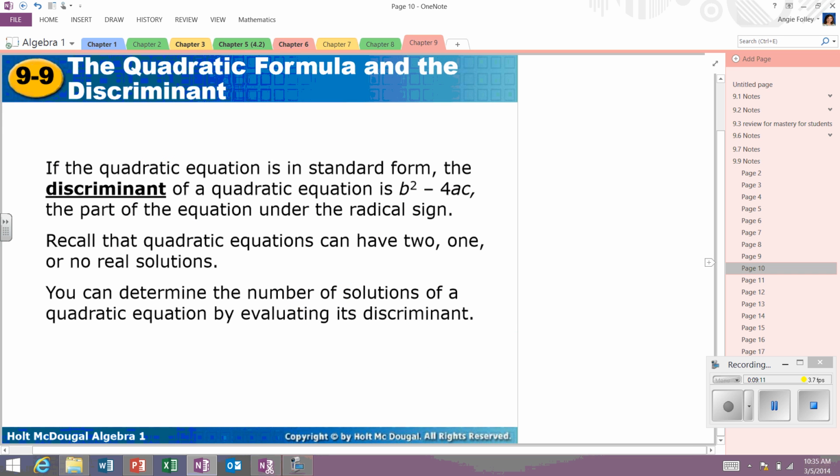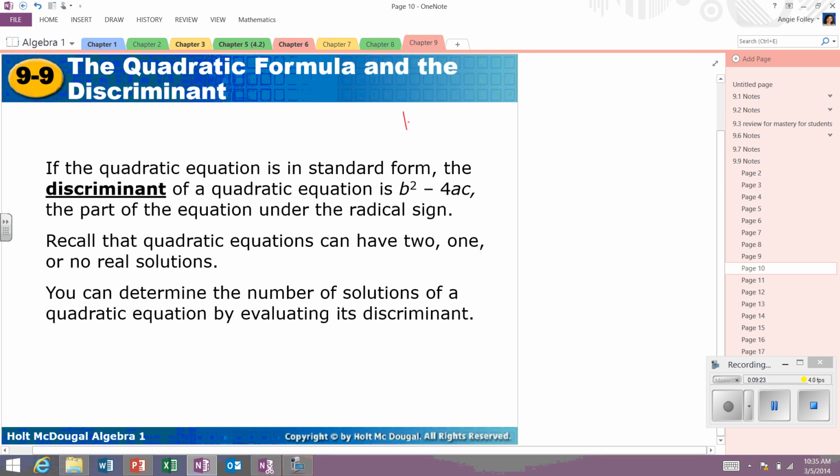All right, now we're going to talk about something called a discriminant. If the quadratic equation is in standard form, the discriminant of the equation is b squared minus 4ac, which, if you remember, in the quadratic formula, negative b plus or minus the square root of b squared minus 4ac all over 2a, is just what's under the radical sign of the formula.